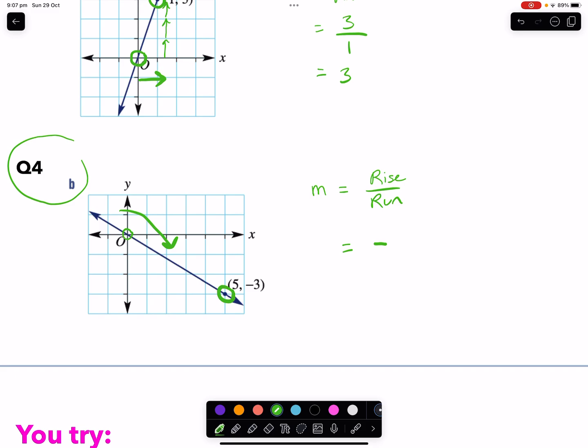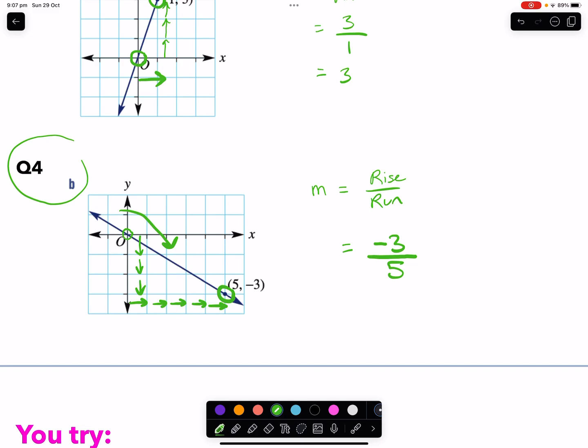How many spaces did he fall? 1, 2, 3 spaces. He has fallen down. And how many spaces across did he run? So he's gone 1, 2, 3, 4, 5 spaces across. So -3 divided by 5 is the gradient.